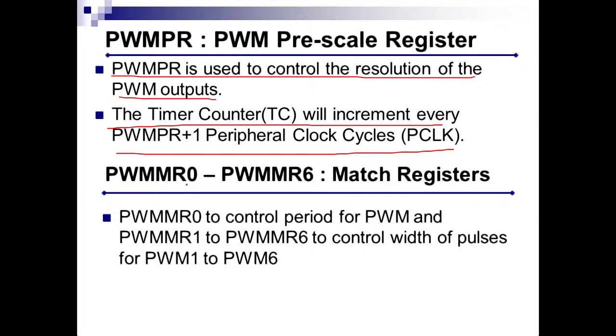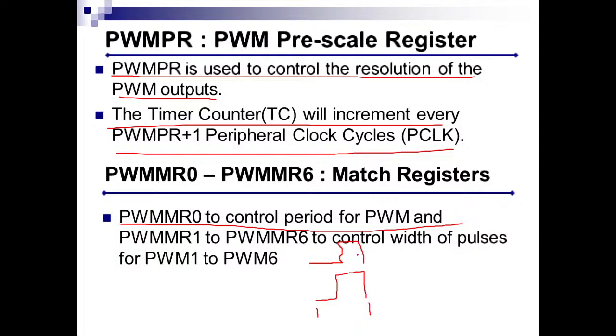Then there are match registers, which we already discussed. There are actually 7 match registers. The first register, PWM MR0, is to control the overall period of the PWM. Overall period means, for example, if you have a waveform like this, then this is the overall period, right? This will remain the same. Even if your pulse width reduces, it will be like this. So the overall period will remain the same.